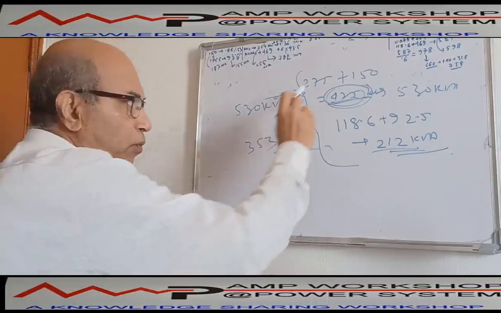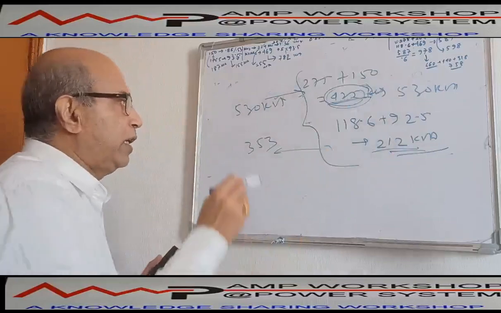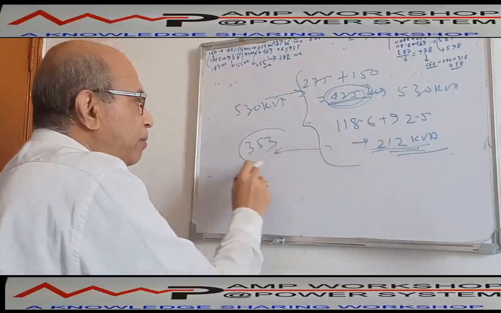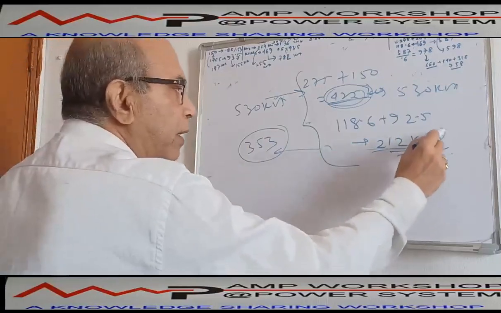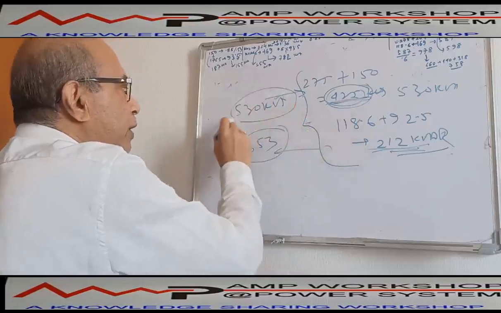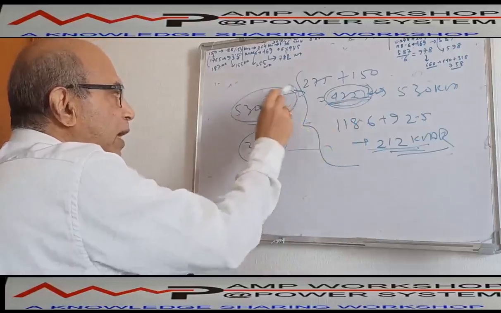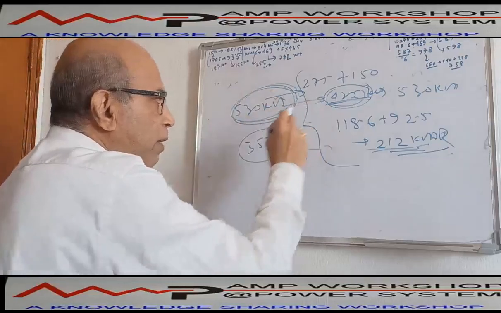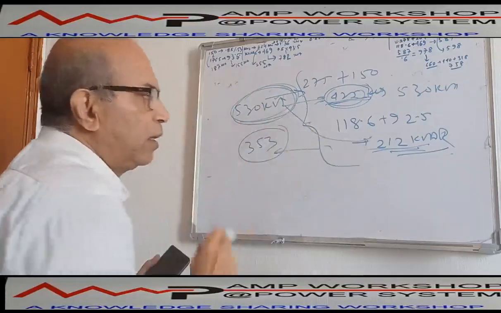So that means if you want to run this total load continuously, you need a generator to cater for 212 kW, you need a 353 kVA generator. And if you want to produce this 420 kilowatt, you need a 530. So out of these, this is higher. So if we consider this generator, then it can cater the 425 kilowatt as well as this kVA requirement.